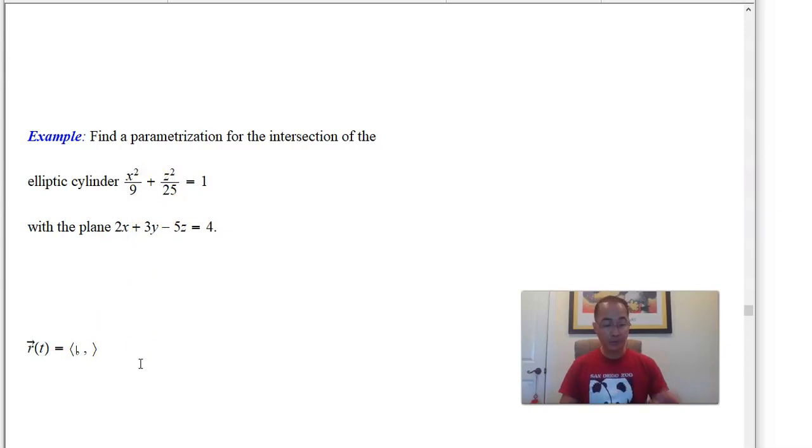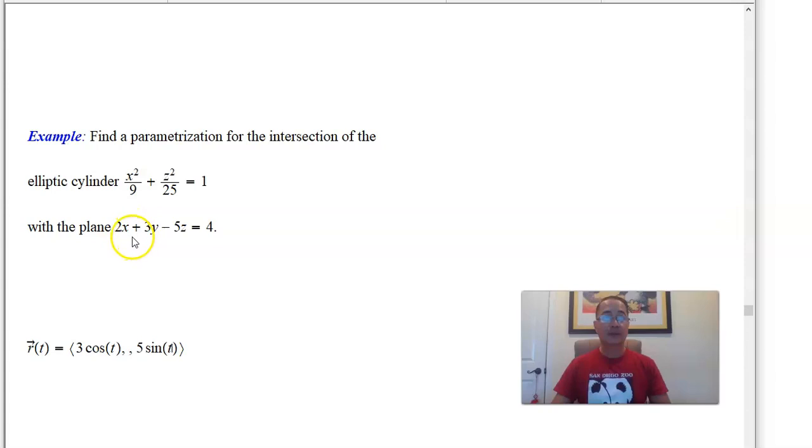x will be the same as before, 3 cosine of t, and z will be the same as before, 5 sine of t. Actually, could it be the other way around? It could; they can be interchanged. So z will be 5 sine of t. Well, what about the y? This point also has to be on the plane.